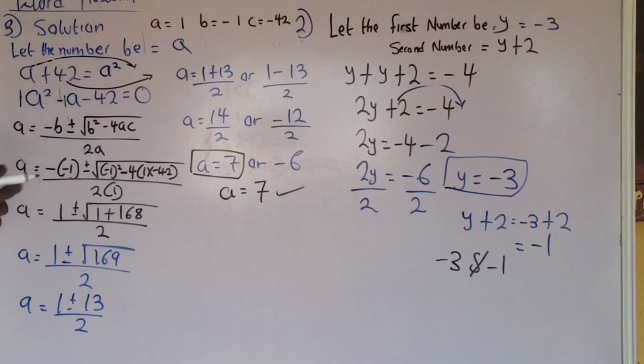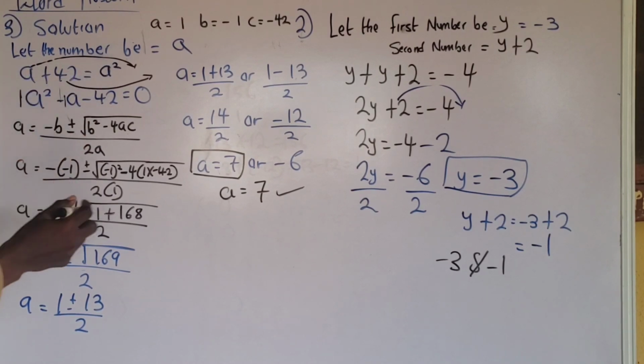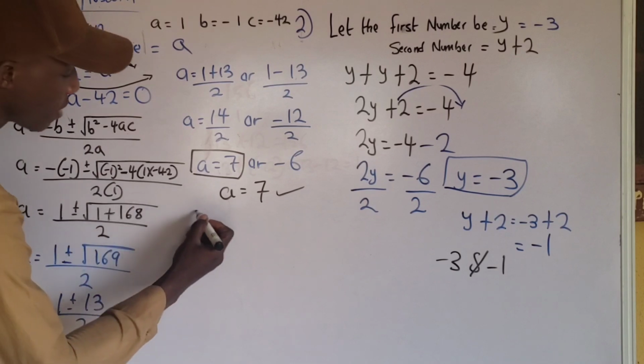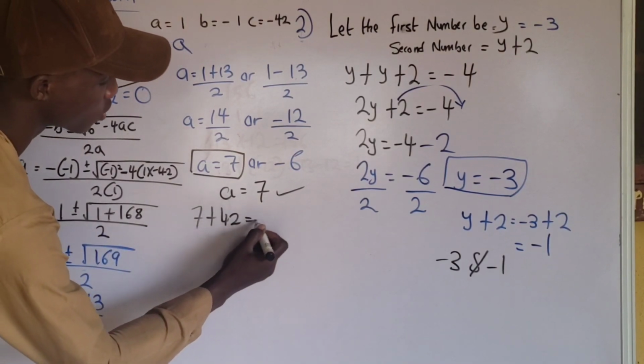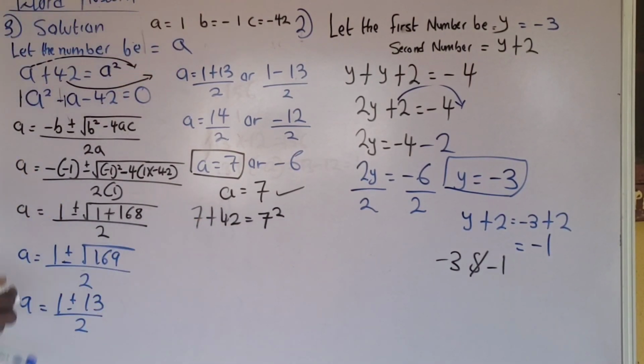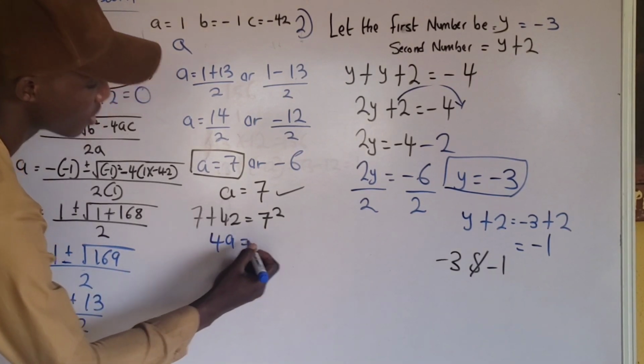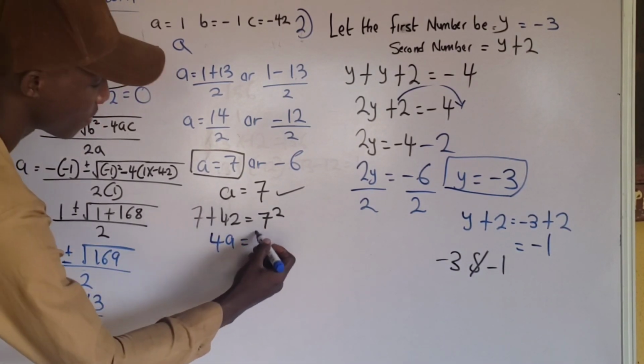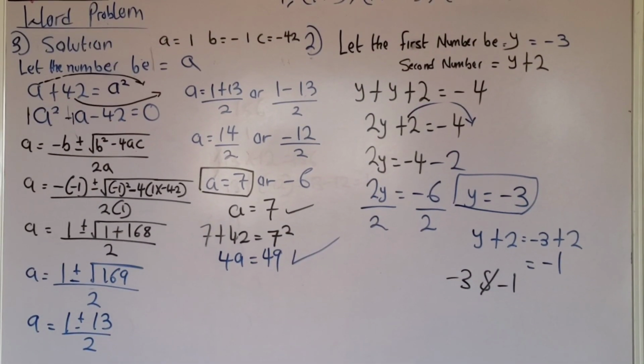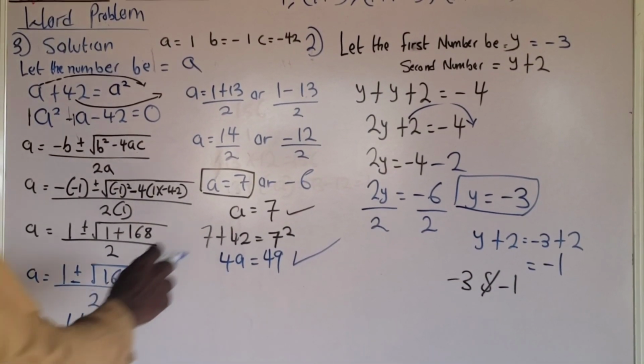Now let us check if 7 fits into our equation. We have a plus 42 is equal to a squared. Let us substitute the value of a into this equation: 7 plus 42 is equal to 7 squared. Is this correct? Let's check. 7 plus 42 is 49, so I have 49. Now 7 squared is 49 as well. So the solution to that question is a is equal to 7.